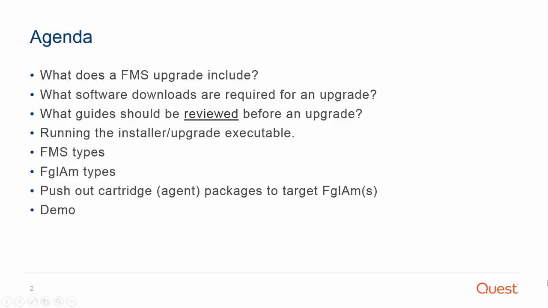Here's the agenda for this presentation. What does an FMS upgrade include? What software downloads are required for an upgrade? What guides should be reviewed before an upgrade? Running the installer upgrade executable, FMS types, the Foglight Agent Manager types, and pushing out cartridge agent packages to target Foglight agents, and then a demonstration of a standard Foglight FMS upgrade.